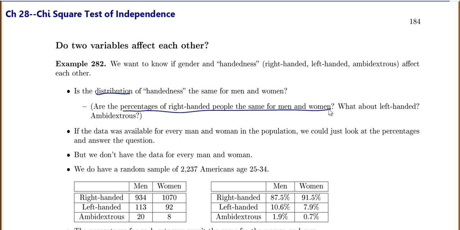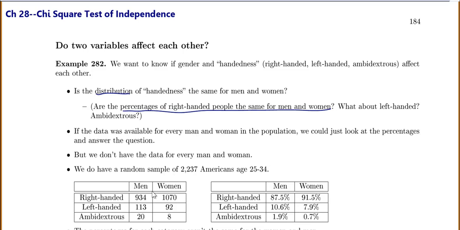Now, if the data was available for every man and woman in the population, we could just look at the percentages and answer the question. But we're not going to have the data for every man and woman, because that would be the entire population. It takes too much time to get all the information for everyone in the population. But what we do have is a sample of 2,237 Americans aged 25 to 34.